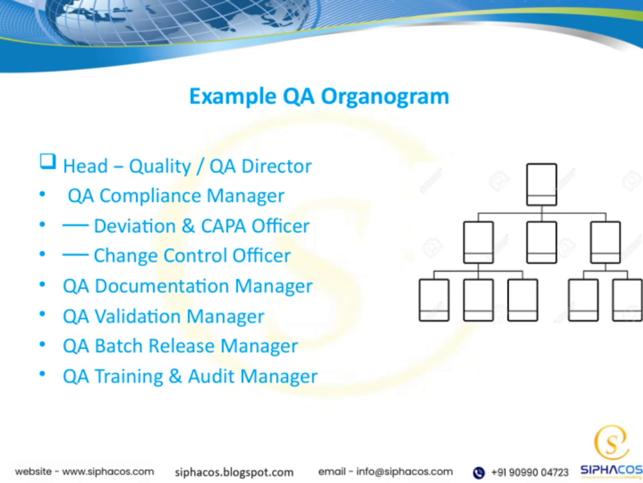Lastly, the QA Training and Audit Manager handles staff training and internal audits to keep our quality standards high across the board. This organogram highlights the structured approach we take in quality assurance, with clear roles and responsibilities. It ensures accountability and effective management of quality throughout our operations, which is fundamental to maintaining compliance and delivering safe, effective products. This structure aligns with our overall commitment to quality excellence.